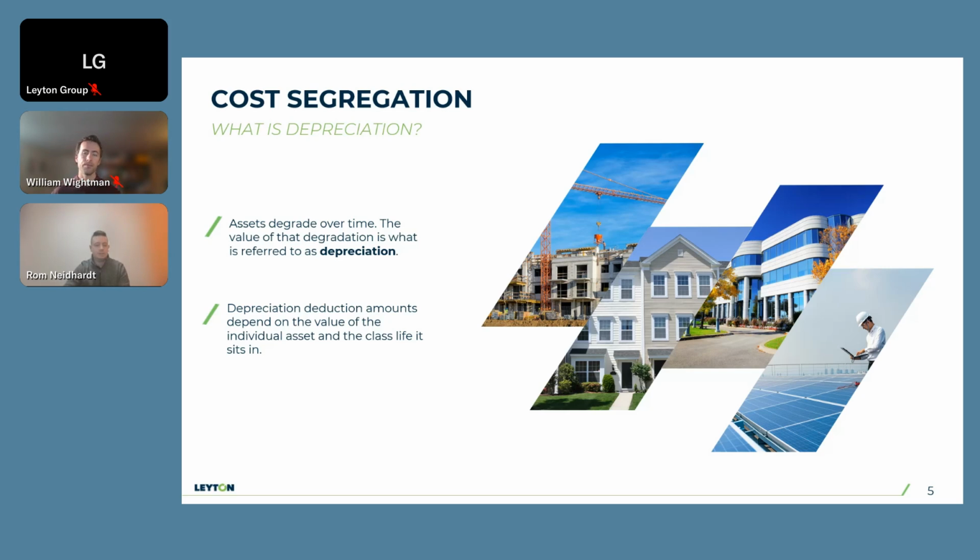Depreciation deductions, the amount that you can claim on a year-to-year basis, depends on the value of the asset and the class life that it sits in, right? So not every asset's the same. Not every class life is the same. So all the assets that you own or plan to own or have owned, they depreciate and they give you benefits in different ways.